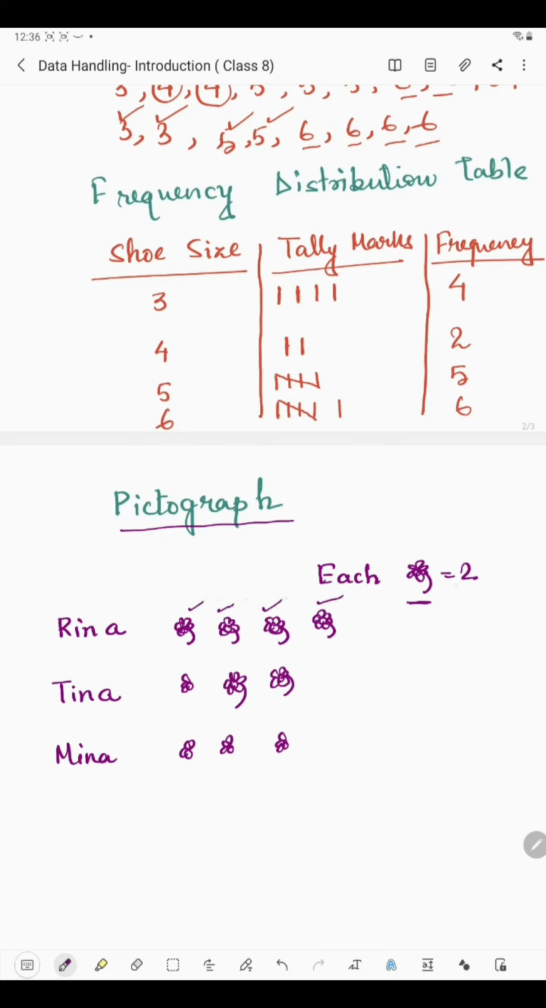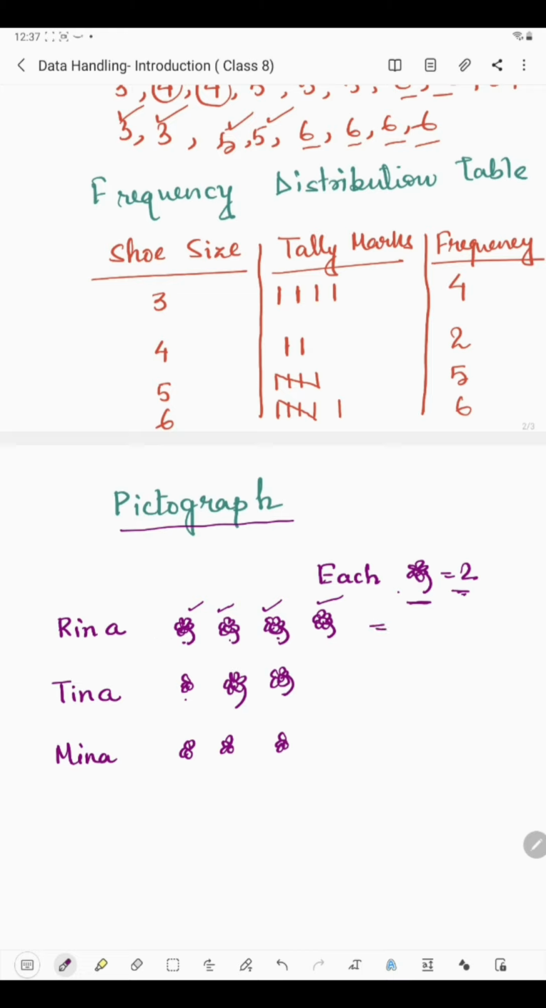1, 2, 3, 4. Now one object represents 2, that means 2, 4, 6, 8. Rina collected 8 flowers. Now how many flowers were collected by Tina? It's 2 full flowers and this is half. One full object represents 2, so half an object represents 1. So how many flowers were collected by Tina? 2 plus 2, 4, 4 plus 1, 5.